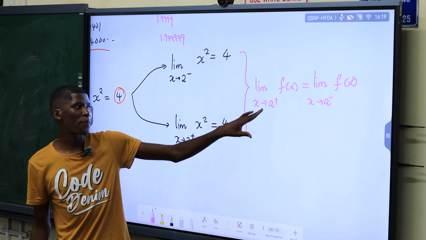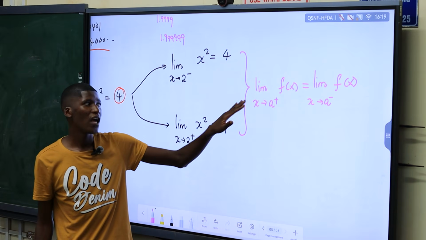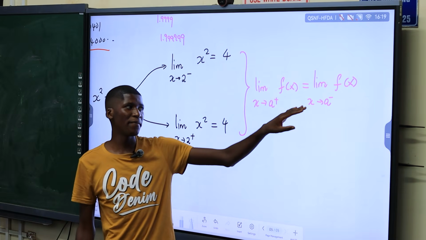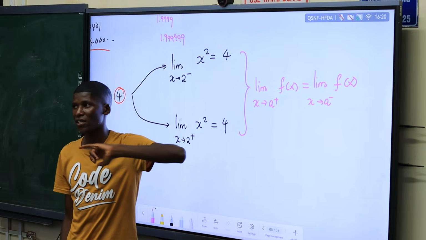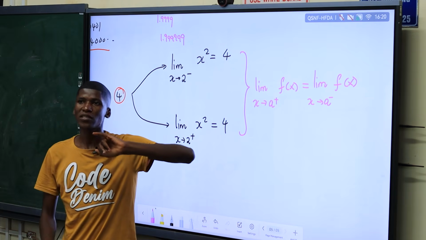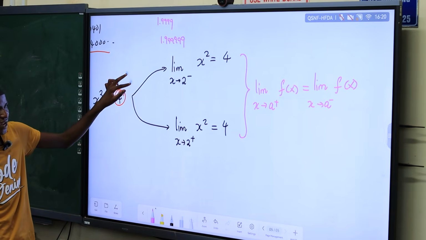So the limit as you approach a certain x value, a, from the right must be the same as the limit as you approach from the left. Yes, that's how we introduce our approximations to you guys.